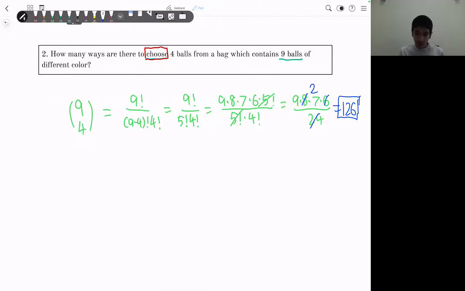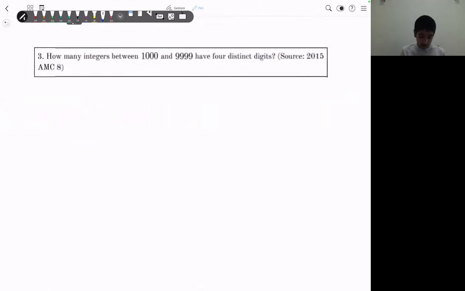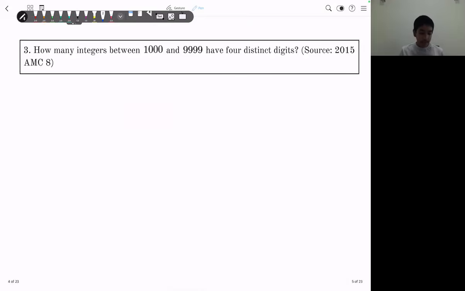Okay, so now I'm going to move on to the next problem. So how many integers between 1000 and 9999 have 4 distinct digits? Remember, this means digits have to be different digits. So again, let's have 4 slots.